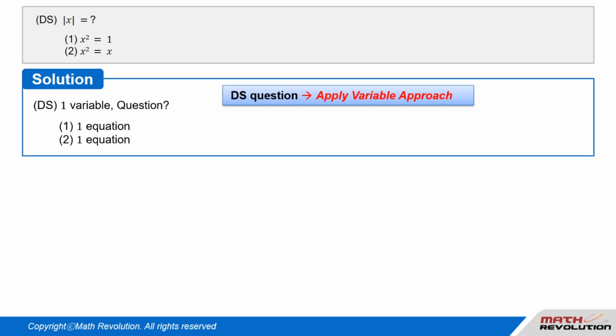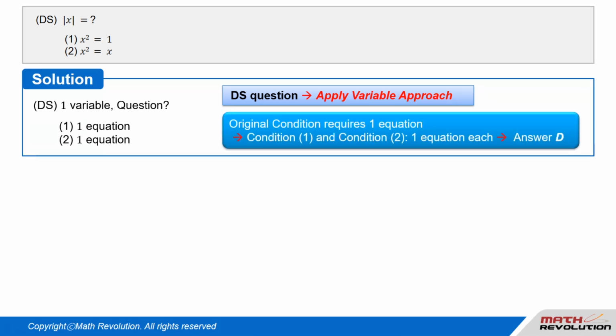Now, one variable would generally require one equation to allow us to determine the value of the variable. We know that each condition would usually give us an equation. And since we need one equation to match the number of variables and equations in the original condition, the equal number of equations and variables should logically lead to the answer D.